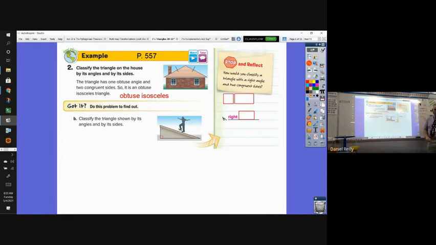Can't be right and acute. Nope. That's for the angles. The angle is either acute, right, or obtuse. This one is right. Scalene is the next part. The lengths of the sides are all different. Scalene. Okay.